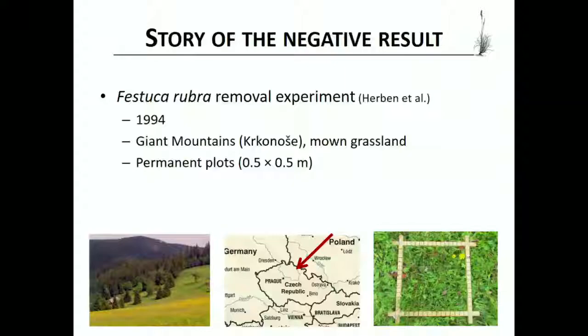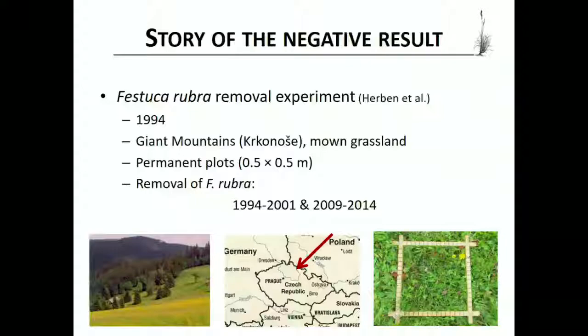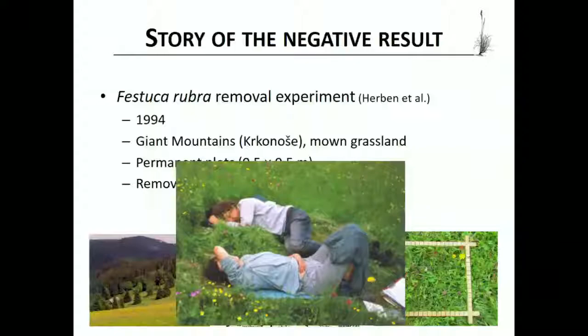And they did a lot of work. They were removing this Festuca rubra, each individual, every year since 1994 until 2014, but there was an 8-year gap in the middle. But they were weeding the species out every year, several times per year. So you can imagine that it was quite hard work, and though I wasn't there, I found some evidence. Here you can see Professor Herben and his student removing really hard.